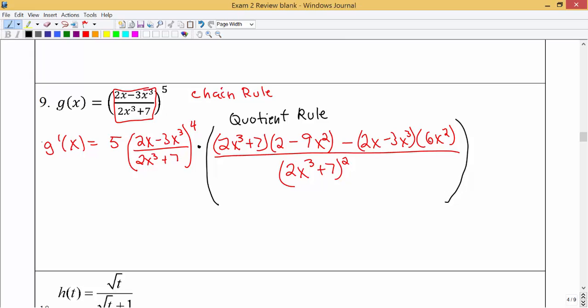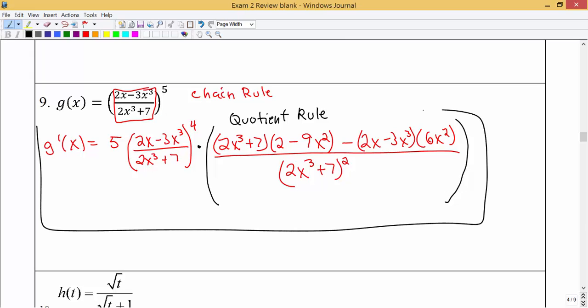Alright, and for our purposes I think I'm just going to leave it just like that. Minimal simplification required on this exam. In fact, it's probably better just leave it unsimplified.